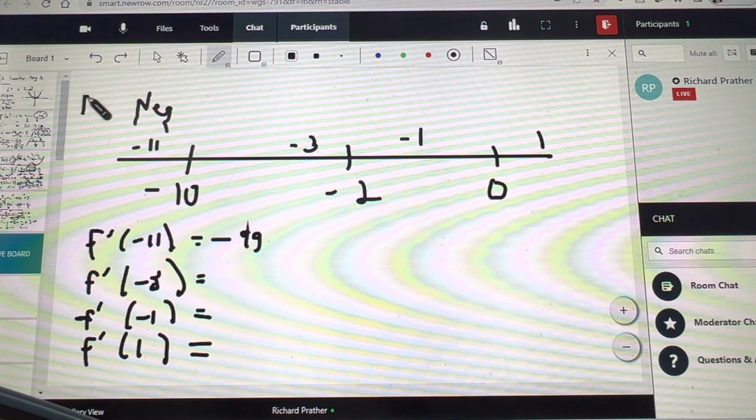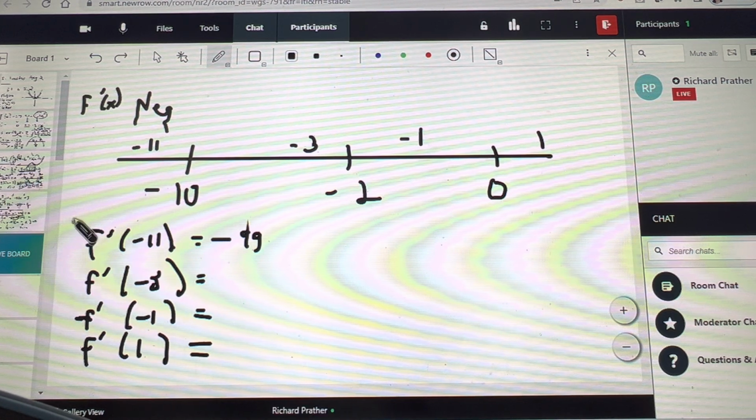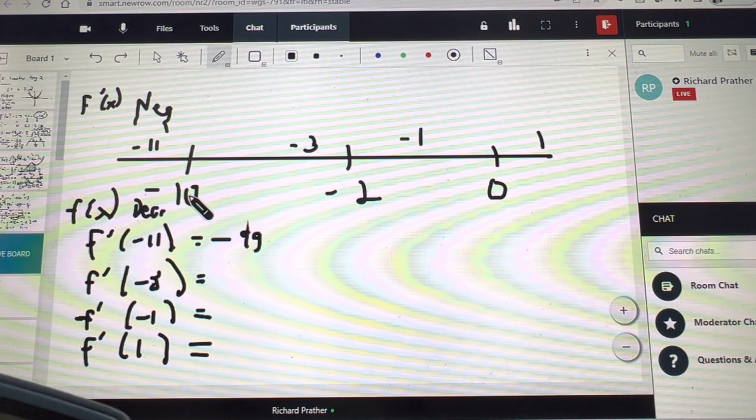This is what's happening in the derivative. So that tells me in the original function, the graph has to be decreasing from -infinity till you get to -10.